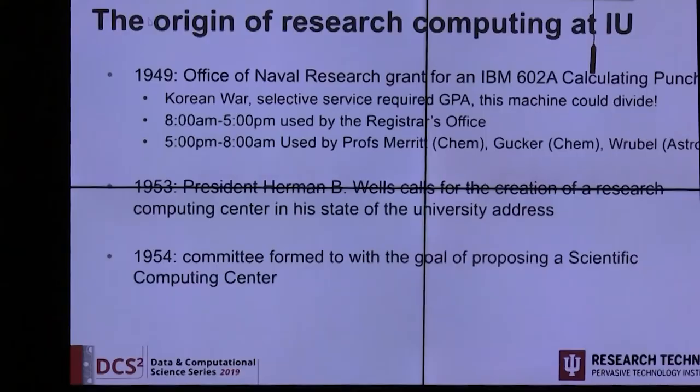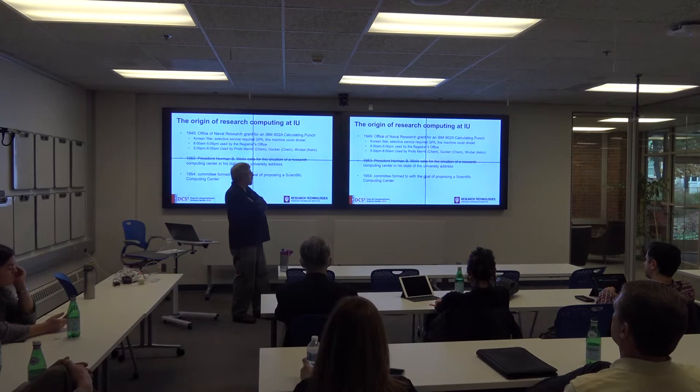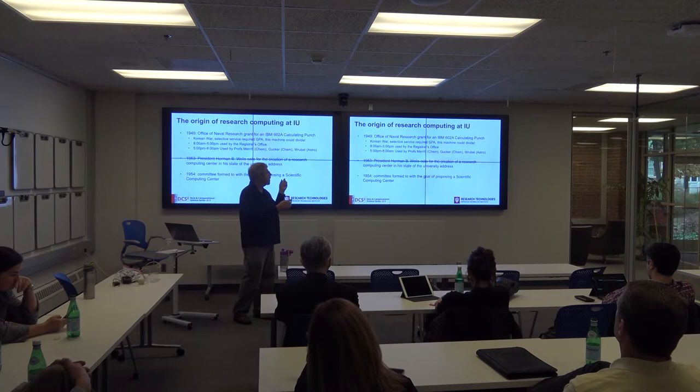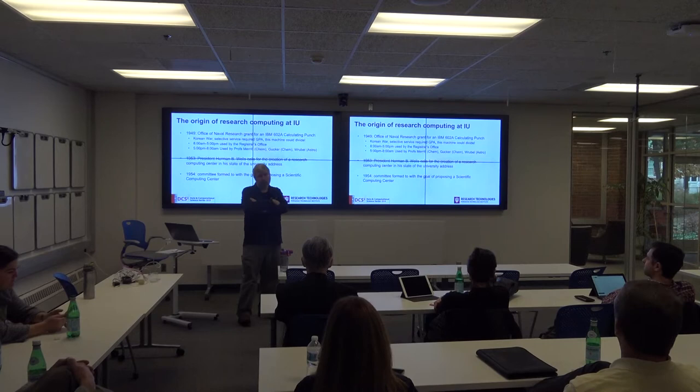So the origin of research computing at Indiana University: back in 1949, shortly after the Second World War, they had what they called the IBM 602 calculating punch. And this wouldn't even count as a calculator today. It's a punch card thingy that could do calculations. When you're looking to put in hardware, you've got to put it somewhere. So they put it in the same room as the administrative computing, but their computers were nothing like what we have today. About the only thing they could do was store information and sort.